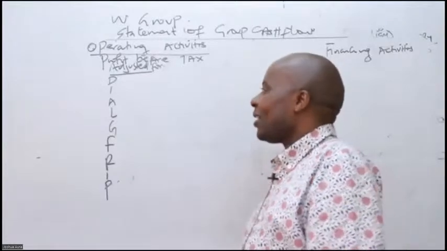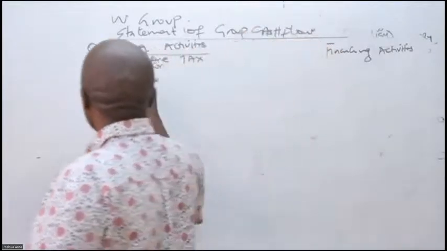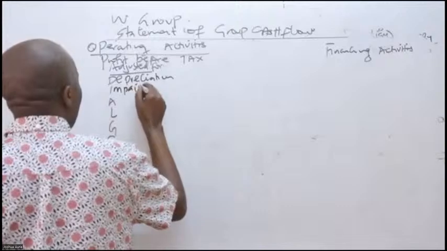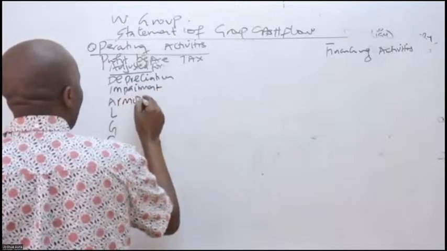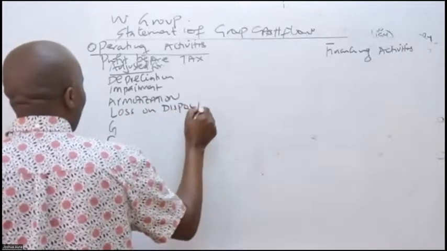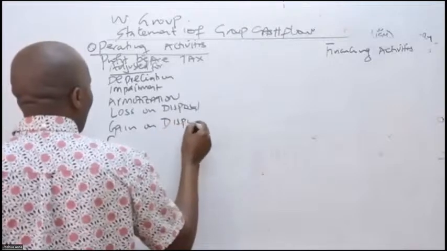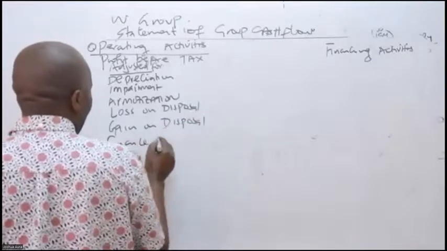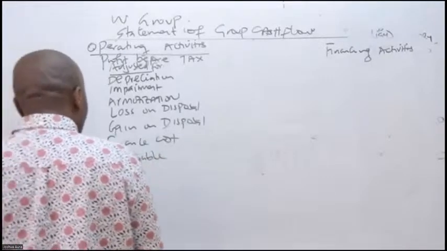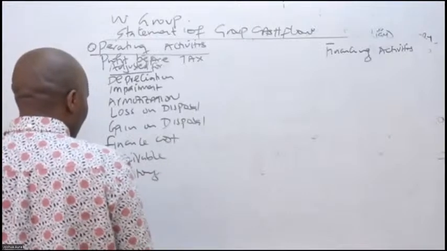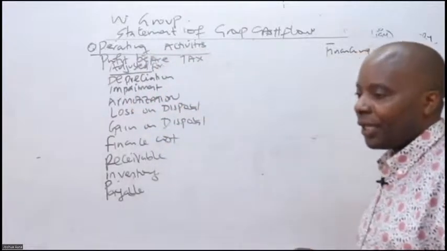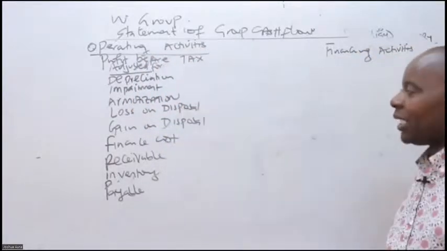Thank you. Okay. So then we know that this is depreciation. This is impairment of goodwill. This is amortization. This is loss on disposal. This is gain on disposal. We have here finance cost. Here we have receivable. Here we have, in this case, inventory. Here we have what we call payable. So Paddy says good now. Please now finish again, typing this very fast.